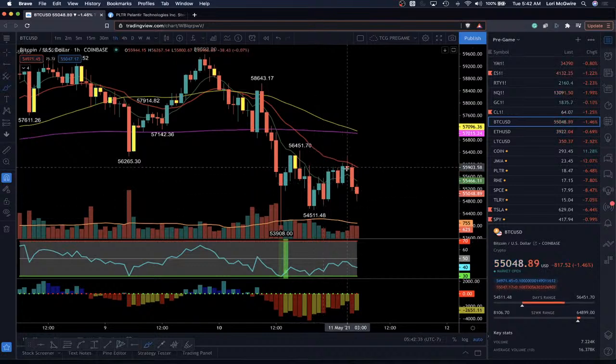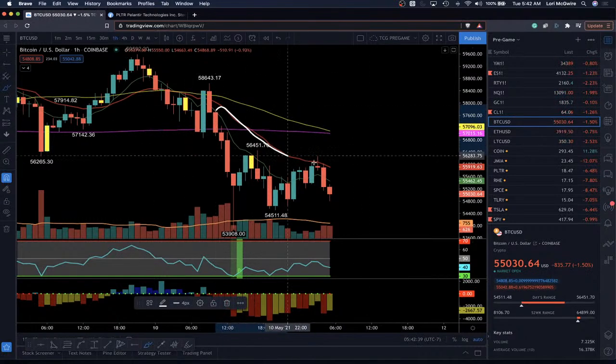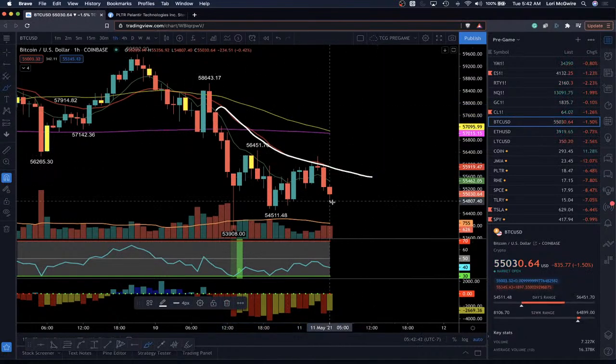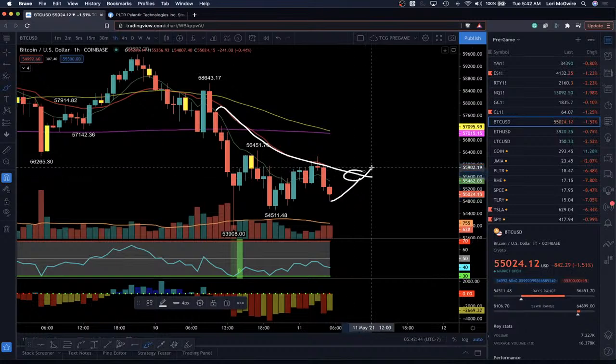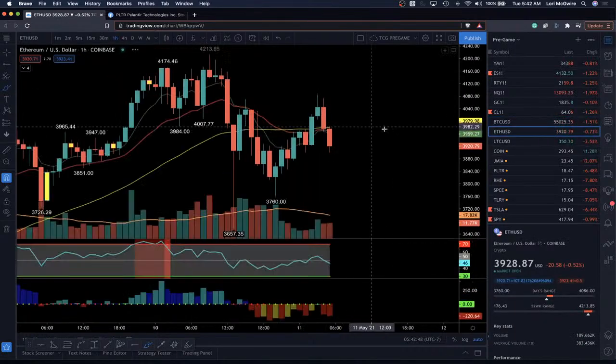You have resistance at 56267, 56451. Hourly EMAs are resistance until they're not. So next time Bitcoin comes up to hourly EMA, you can short it, and if we get a candle close above, stop out of your short.